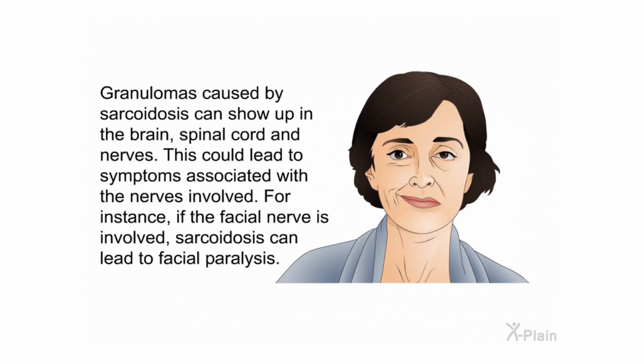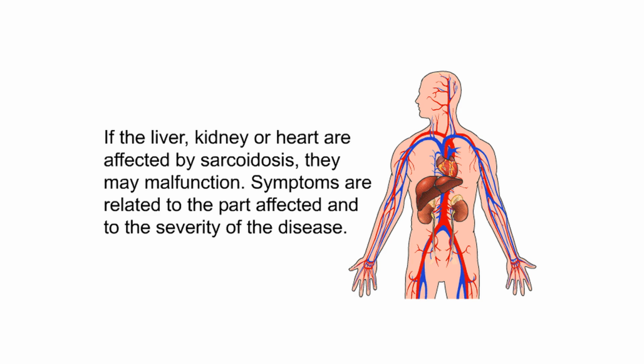Granulomas caused by sarcoidosis can show up in the brain, spinal cord, and nerves. This could lead to symptoms associated with the nerves involved. For instance, if the facial nerve is involved, sarcoidosis can lead to facial paralysis. If the liver, kidney, or heart are affected by sarcoidosis, they may malfunction. Symptoms are related to the part affected and to the severity of the disease.